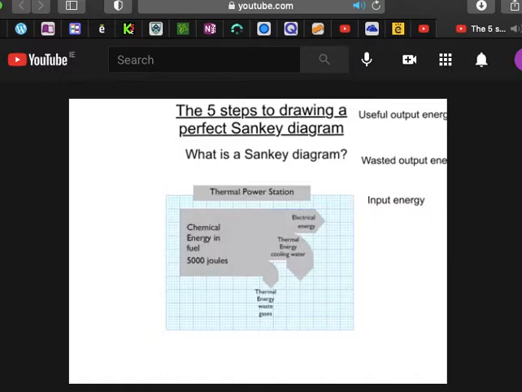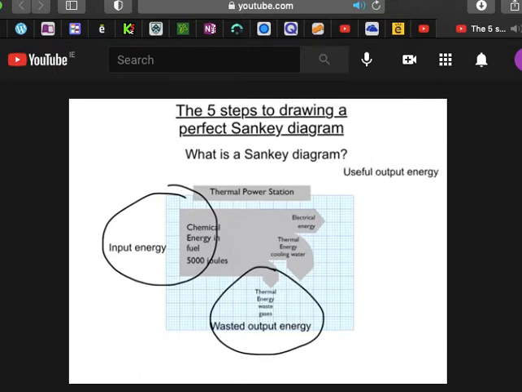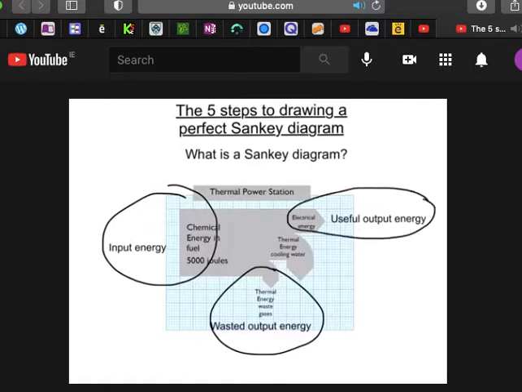A Sankey diagram has 3 main components. First is the input energy. That's this bit over here that tells you how much energy is being put into the energy transfer. The second part is the wasted energy output. They're the arrows pointing downwards on our Sankey diagram. And thirdly, the useful energy outputs, which are the arrows pointing to the right.